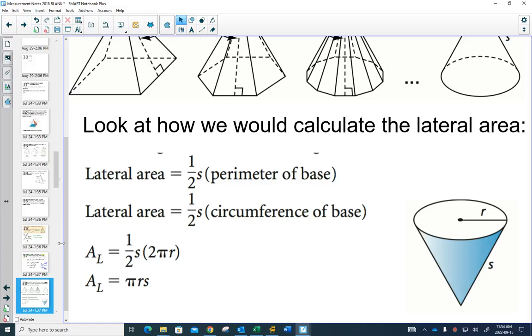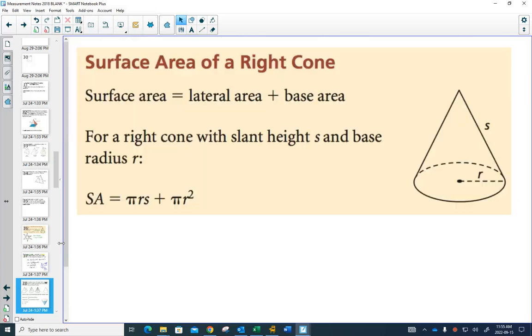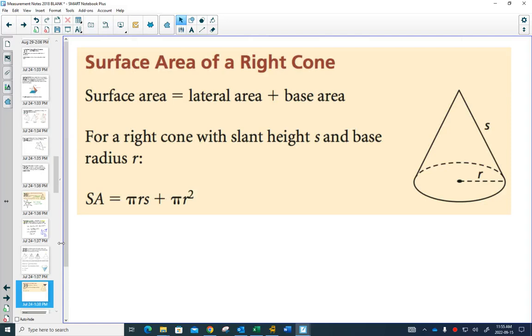Can you see that it has the pi r s? And then it adds pi r squared. Pi r squared is the area of the circle at the bottom. So what we'll be doing tomorrow is we'll be looking at this formula for the surface area of a right cone. And that formula is on your formula sheet, but it's kind of nice to see we just were able to discover where this part came from.